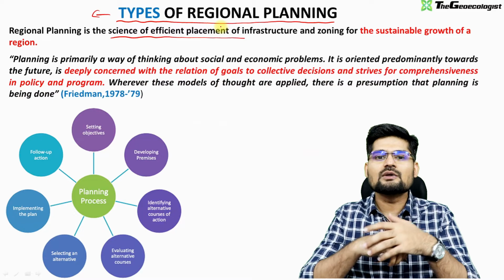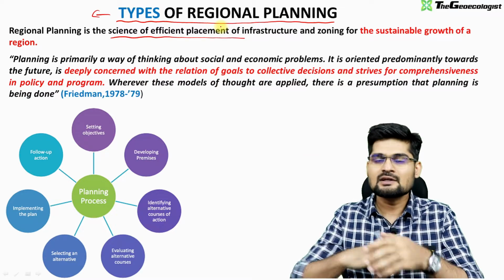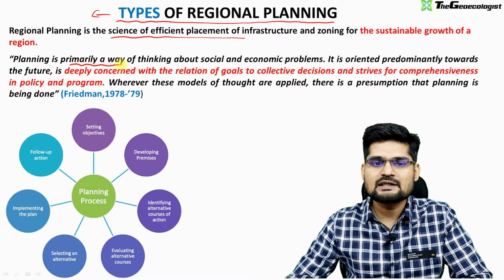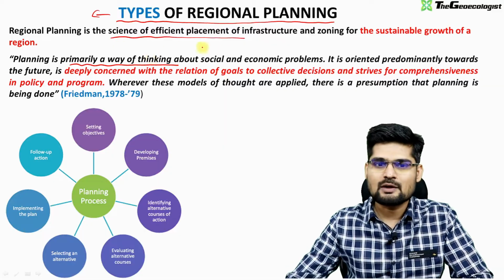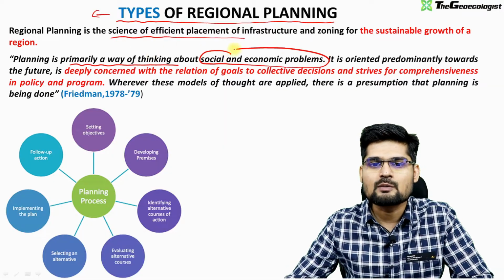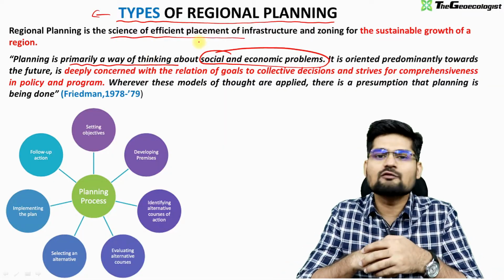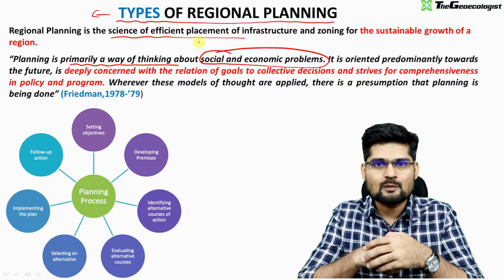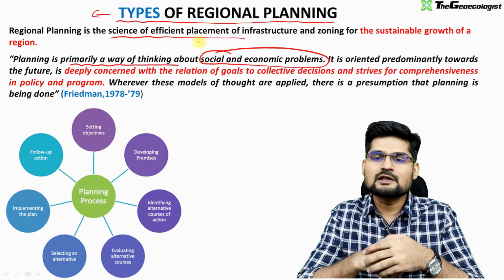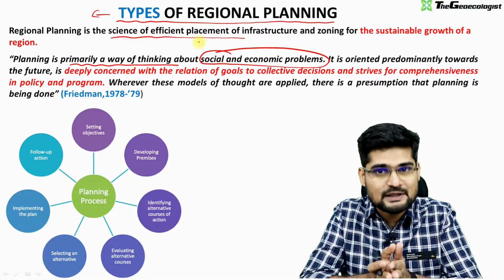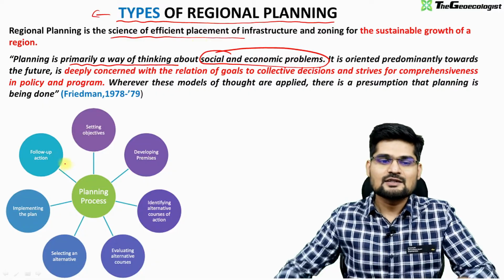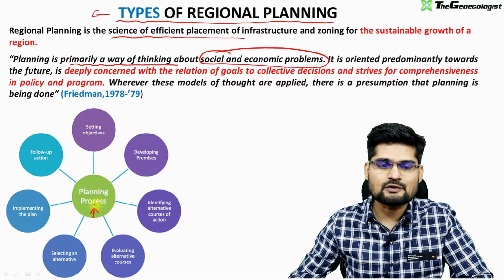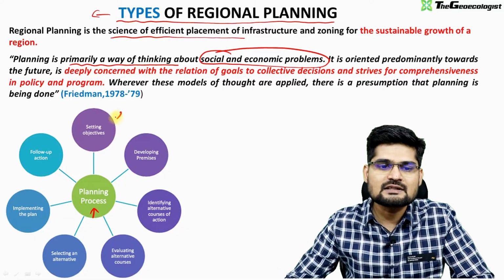Also, if you look at a definition given by Friedman, planning is primarily a way of thinking, and it is about social and economic problems. So through regional planning, what do we solve? Social and economic problems, the problems of infrastructure, the problems of growth, the problems of overall sustainable development in our society, right? So this planning process involves several steps.